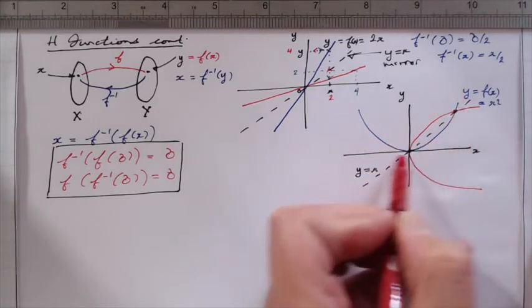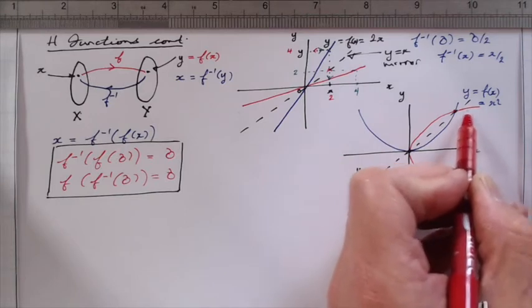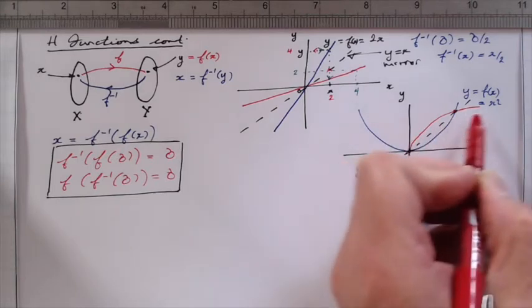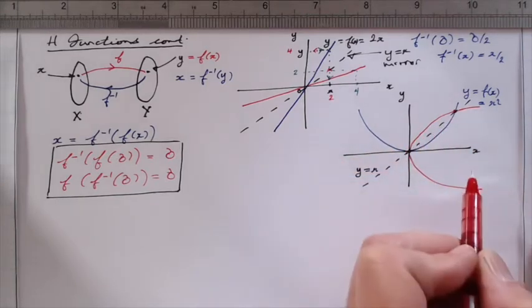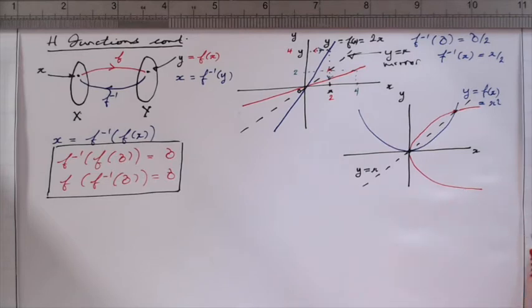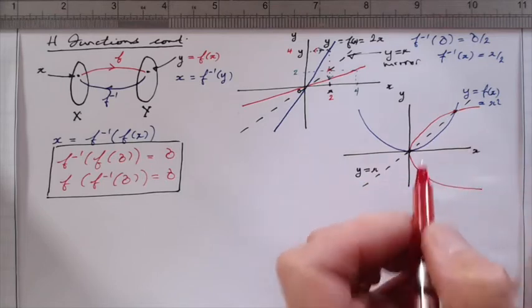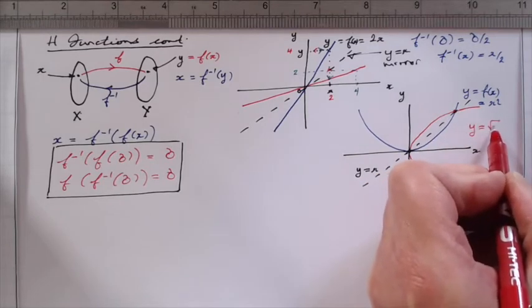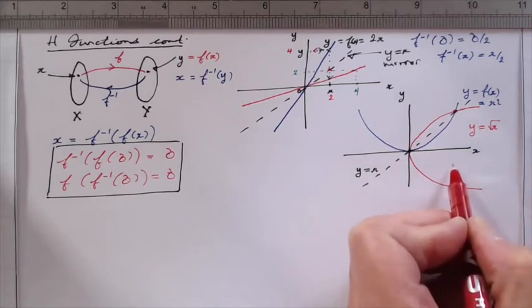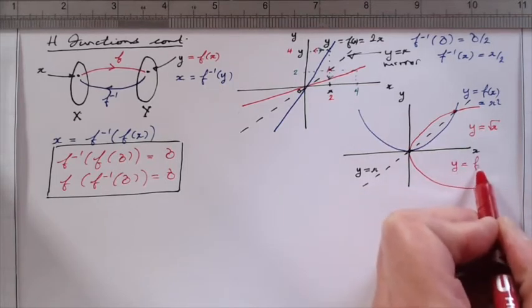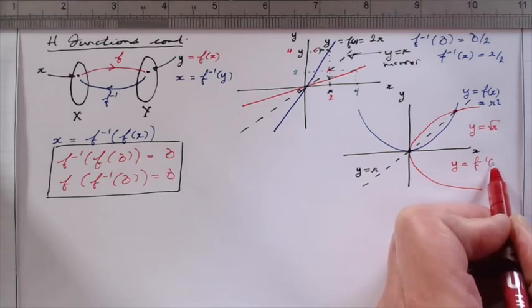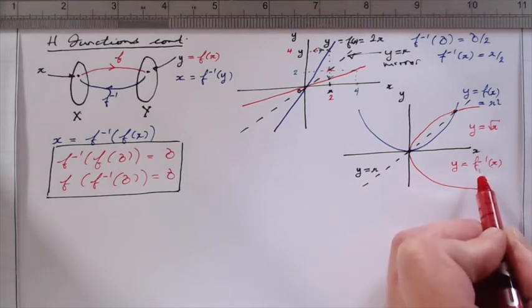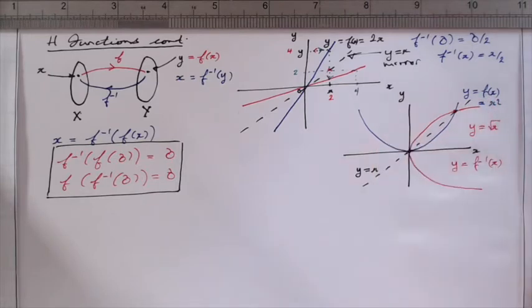This parabola sort of looks like a parabola in this direction, which is exactly actually what it is. That red line is the function y equals the square root of x. More formally, it is the inverse function of x squared.